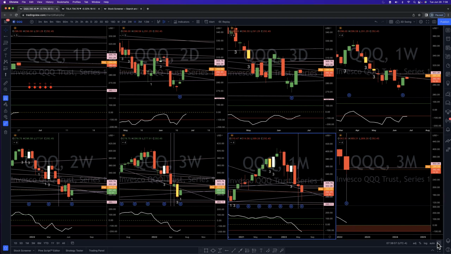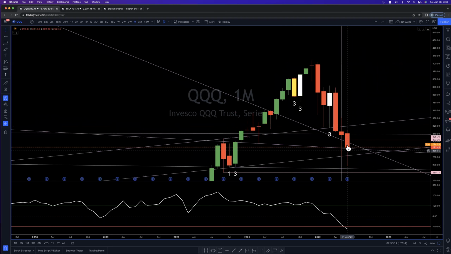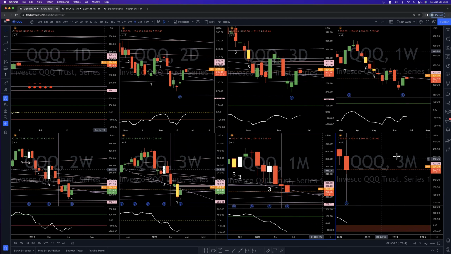Here's our month. So you can see it's now back inside the previous month. And I don't mean inside bar, but it's inside the previous range, right? So it hit its low and it's traded back up. But are we going to take the month green by Friday? Wishful thinking. So just be careful, all right?